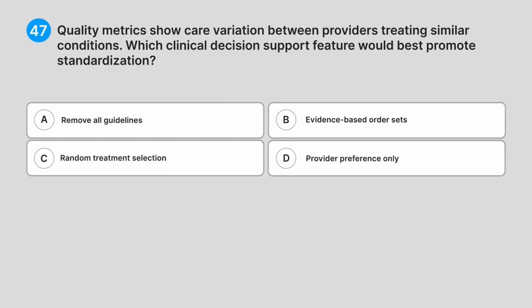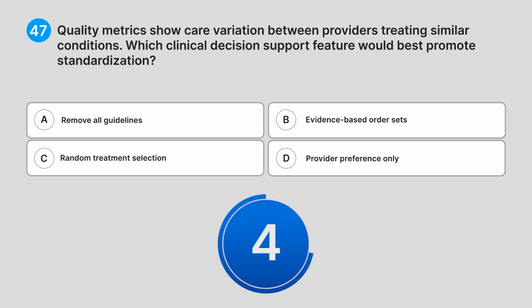47. Quality metrics show care variation between providers treating similar conditions. Which clinical decision support feature would best promote standardization? A. Removal guidelines. B. Evidence-based order sets. C. Random treatment selection. D. Provider preference only. Can you guess the answer?